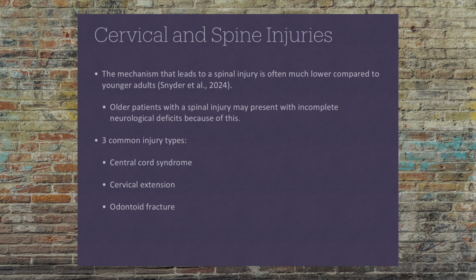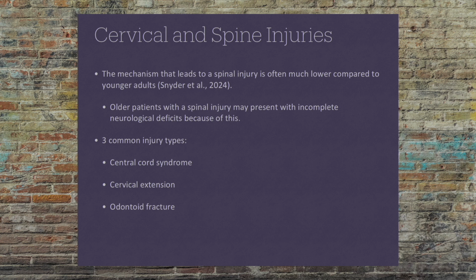There are three common types of spinal cord injuries we should be aware of. The first is central cord syndrome. This is associated with cervical hyperextension, as older patients are more prone to this due to spondylosis, which is a degenerative condition causing narrowing of the spinal canal. With hyperextension, the cord is pinched, resulting in neurological injury. These patients tend to experience disproportionate weakness in the upper extremities compared to the lower extremities, and often do not have an associated cervical fracture.